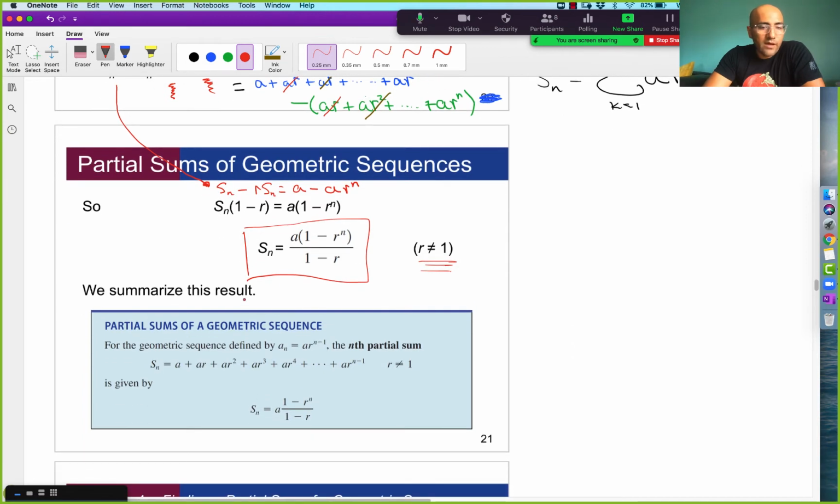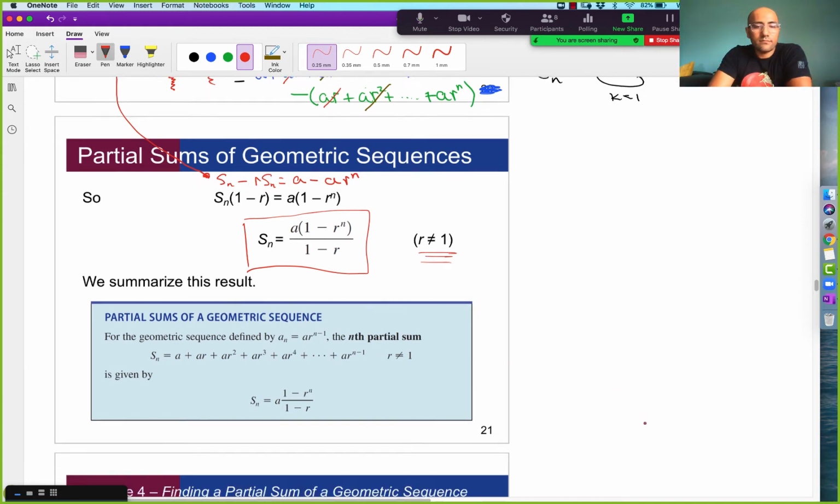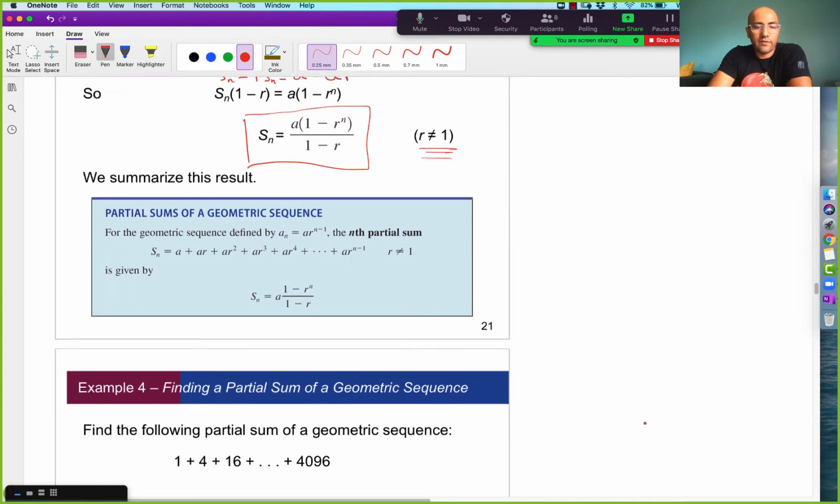So we have a nice little blue box in your book, right? Anything in the blue box means that you get to use it. It's a given identity or theorem or something. So in this case, it's the partial sums of a geometric sequence. A formula for the partial sums of a geometric sequence, S sub n, is equal to a times 1 minus r to the nth power divided by 1 minus r. Any questions? Maybe.